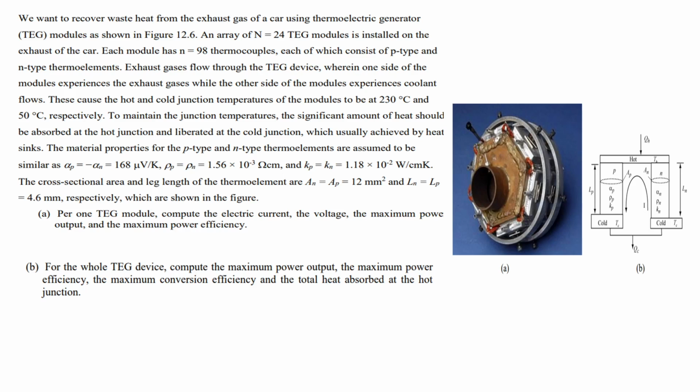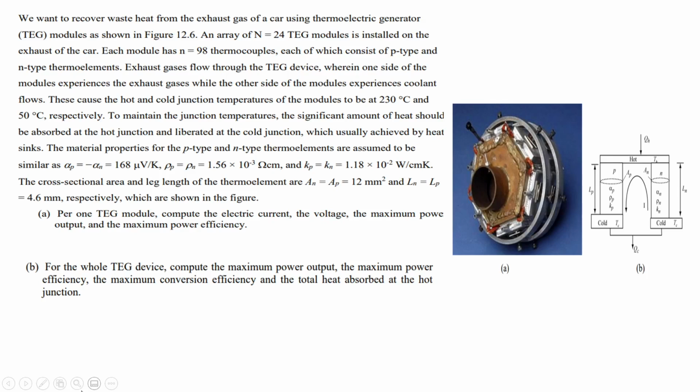Similarly, you have to calculate for the whole TEG the same values: maximum power output, maximum power efficiency, maximum conversion efficiency, and the total heat absorbed at the hot junction. So these many things you have to calculate. So for the first, if you consider the figure of merit Z, you can write it as alpha square divided by rho k. So all values are given.